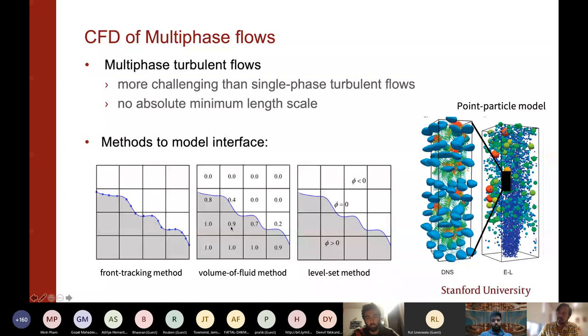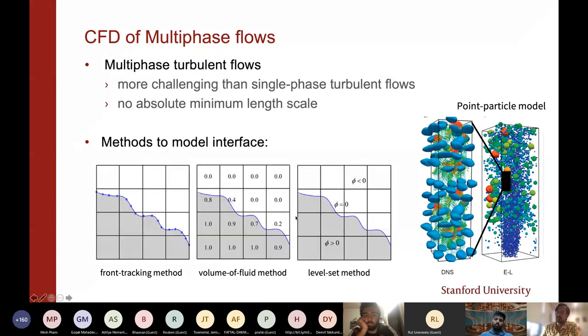For example, there's 90% of this gray fluid here, 70% here, and 0% of the gray fluid. That's how you track and solve this and transport this fluid. The level set method is also popular in computer science applications for image processing and other things. But here you construct a higher dimensional surface, which takes a value that is less than zero here, greater than zero there, and zero on the interface, and you track this.